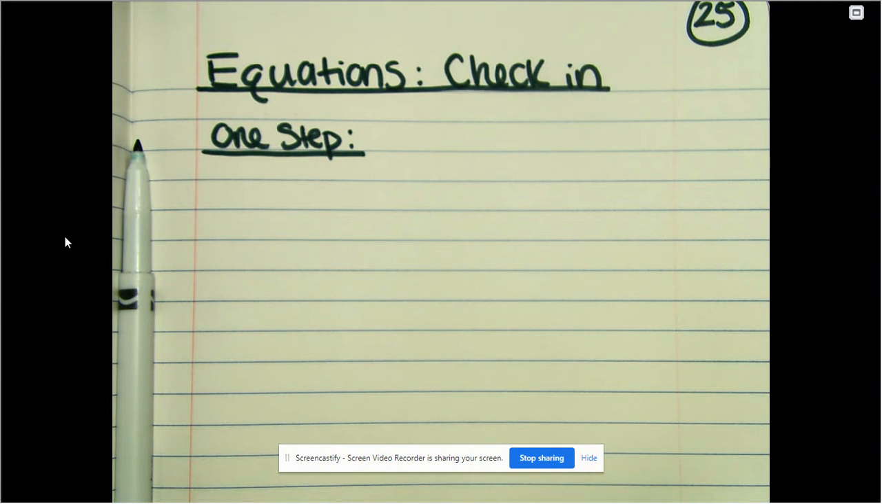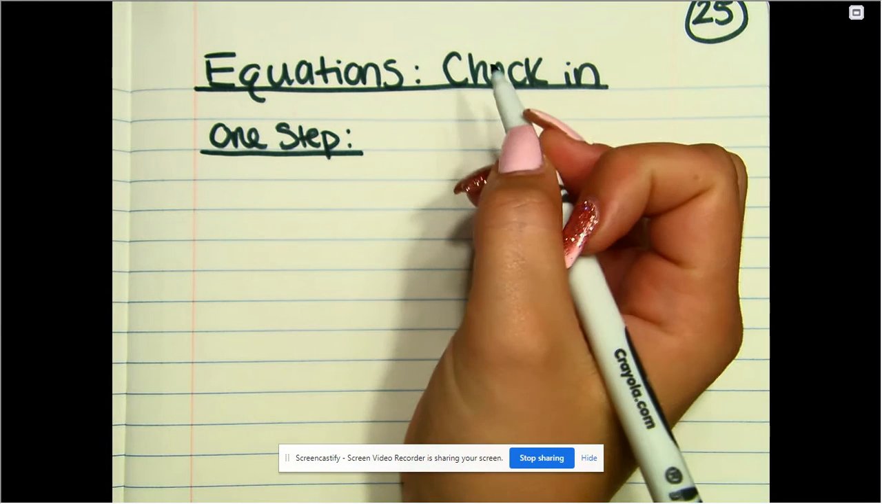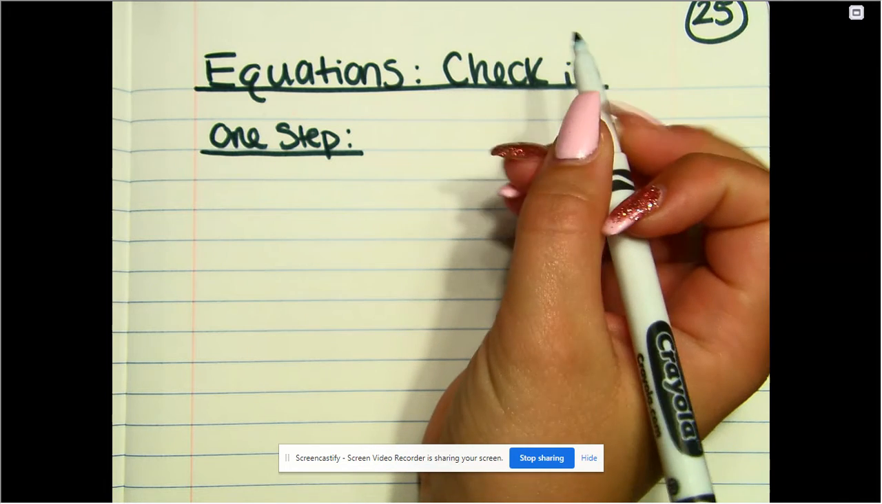Hello, in this video we're going to do an equations check-in from 6th and 7th grade. And so we're going to start off by reviewing our one-step equations. So first we need to remember our inverse of operations. So I'm going to go ahead and demonstrate that in a particular equation.